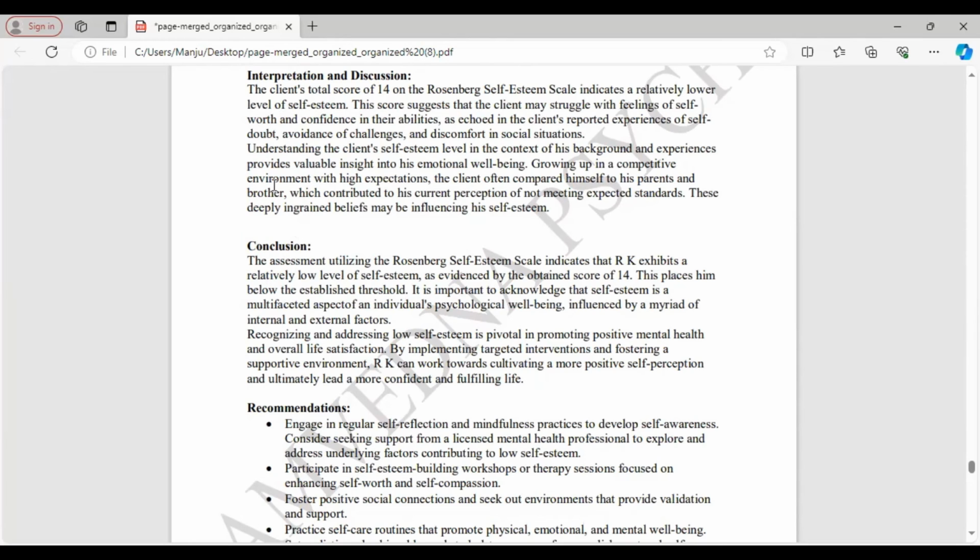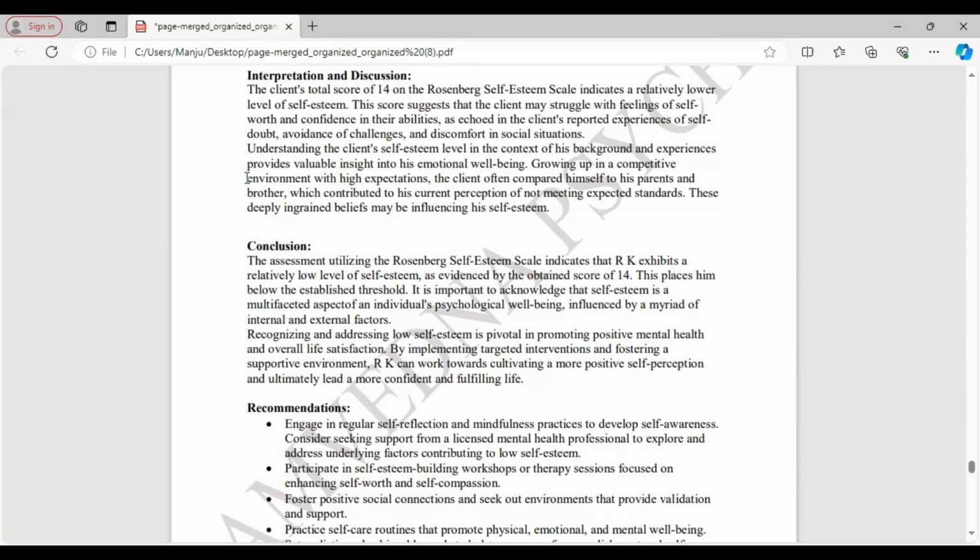Understanding the client's self-esteem level in the context of this background and experiences provides valuable insight into his emotional well-being. Growing up in a competitive environment with high expectations, the client often compared himself to his parents and brother, which contributed to his current perception of not meeting expected standards. These deeply ingrained beliefs may be influencing his self-esteem.